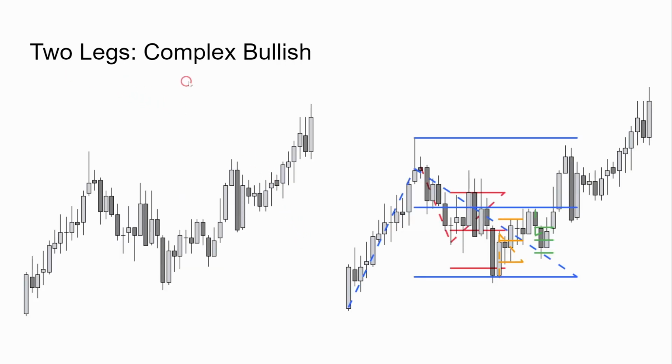Two legs, complex bullish. So these are the same charts, but I wanted you guys to see how I pulled, because this looks complex. So the first two legs is the biggest two legs, from the bottom of this bar to the top of this bar, because this leg is a trend line break. I project to the bottom of the pullback, and you can see that was met here. So leg one, pullback, leg two.